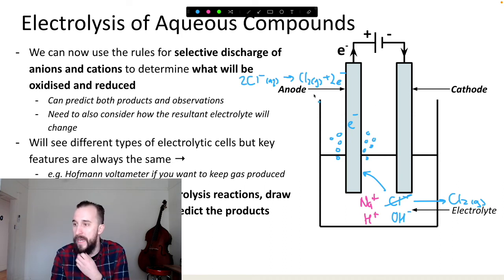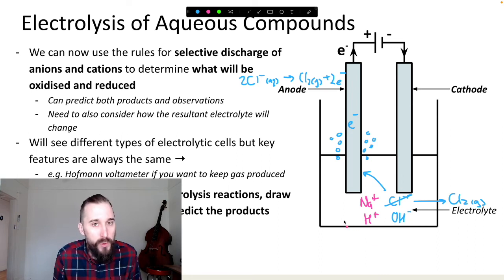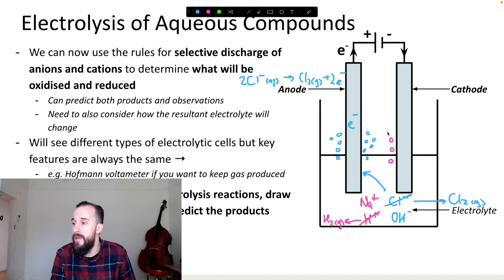Now, the reduction: we've got to determine what will be reduced. Will it be the sodium or the hydrogen? Well, our sodium is so much more reactive than the hydrogen. So the sodium is not going to be reduced back to that really reactive metal. Instead, the hydrogen, much less reactive, is going to be what is formed. So we'll form the hydrogen gas. So the hydrogen ions will be converted to hydrogen gas.